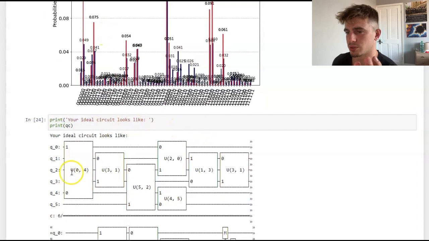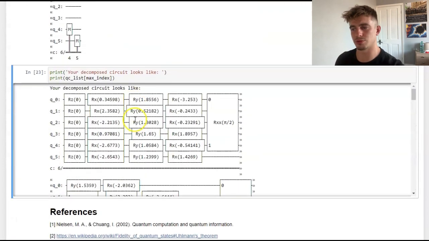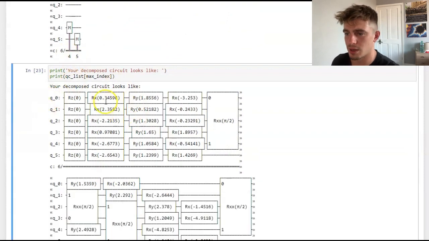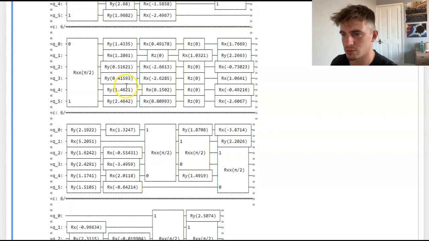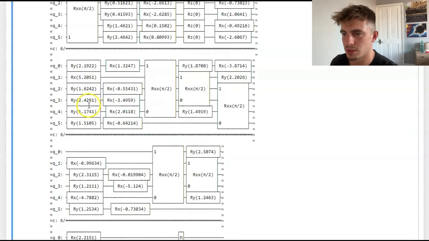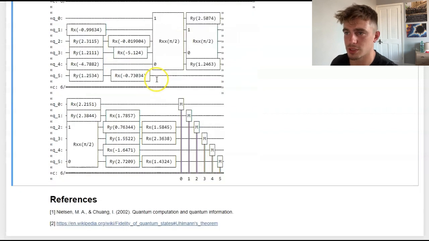It's a little bit hard to see because this is such a large density matrix. So here we see our ideal circuit. So we can see we've got paired qubits here with arbitrary 2-qubit gates. And then this is what our decomposed circuit looks like. So it's much larger, and yeah, this is where all the error comes from, because each time we implement one of these gates, something might go wrong.